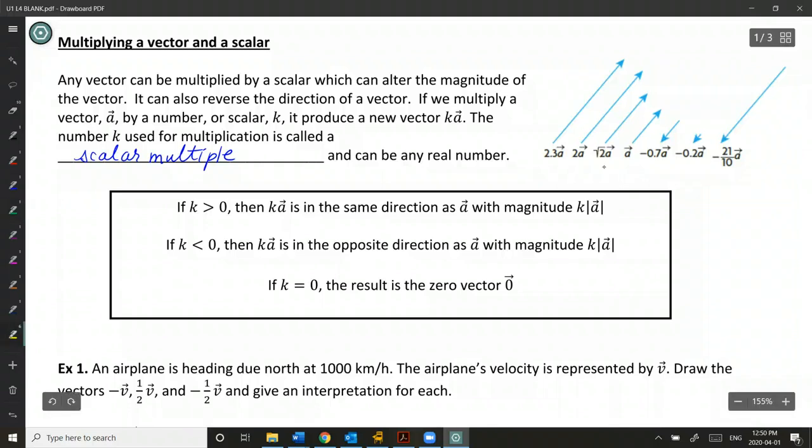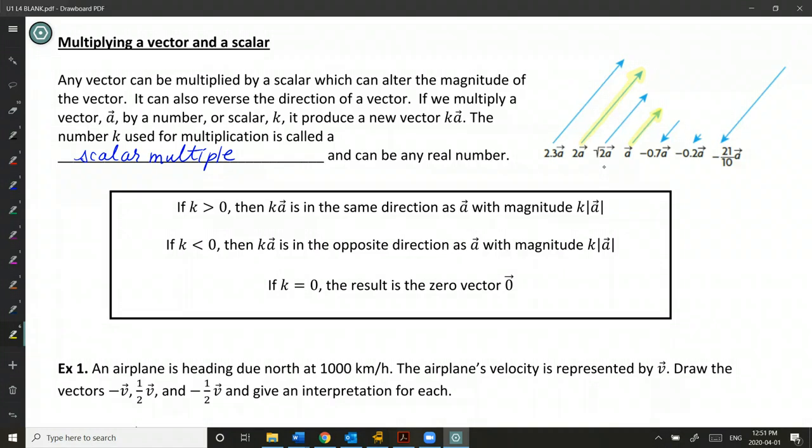Okay, so a couple examples of this first little scalar multiple rule is that if k is greater than 0, k times A is going to be in the same direction as our original vector A, and it's going to have a magnitude of the scalar k times the magnitude of A. So we can see here, this is probably a good example. If this is our vector A, if I do 2A, I'm going to have a vector that is in the same direction as A, which is twice the length of vector A.